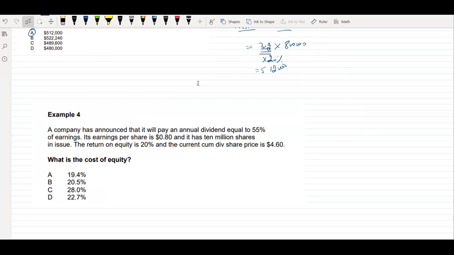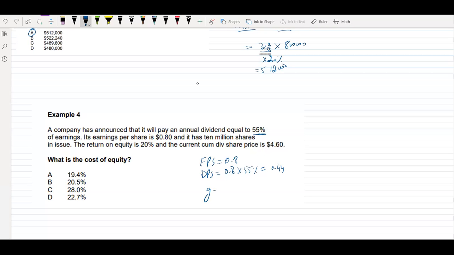Okay, the company has announced that it will pay an annual dividend equal to 55% of its earning. Earning per share is 0.8. It has 10 million shares. The return on equity is 20%. Current cum-dividend share price is 4.6. So if EPS is 0.8, what is the dividend per share? 55% of earning. Please calculate what will be the dividend per share? 0.44.